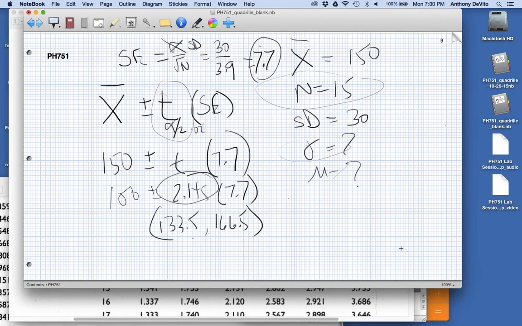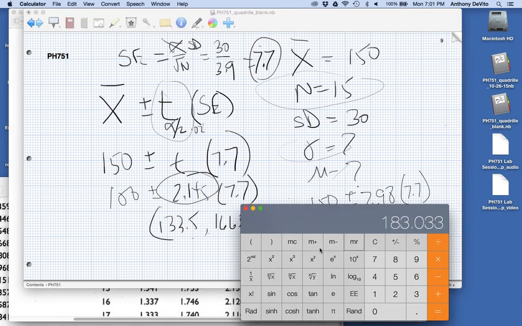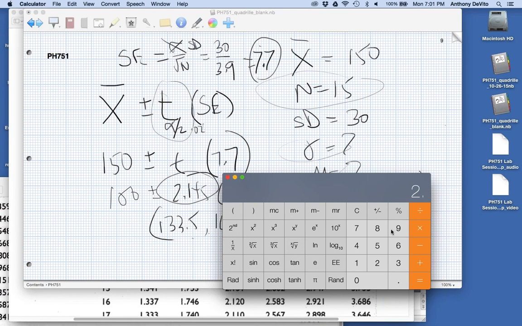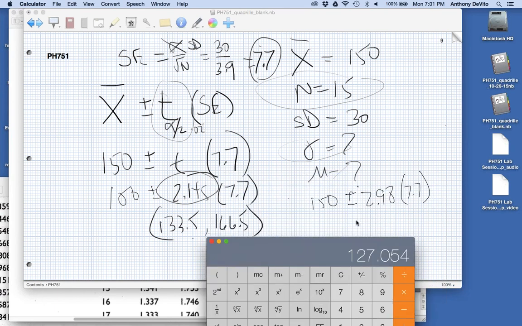I'm going to call 150 plus or minus 2.98 times 7.7, right, which is going to be, 2.98 times 7.7 equals that. I'm going to put that into memory. Let me clear the memory first. Memory plus, clear. So it's 150 minus 23 basically. It's going to be 127.